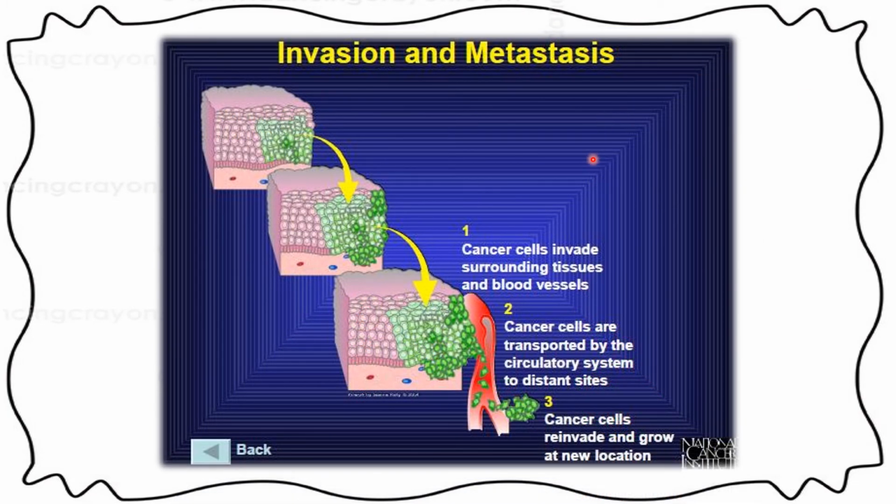So, how does cancer invade and metastasize? The first one, the cancer cells invade the surrounding tissues and the blood vessels. And then the cancer cells are transported by the circulatory system to distant sites. And then these cancer cells re-invade and grow at a new location. This is what happens, kung bakit, halimbawa, breast cancer lang, pwede siyang lumipat sa lungs or other organs.